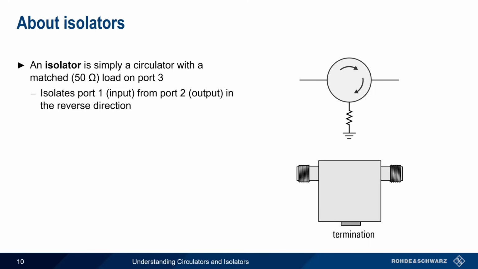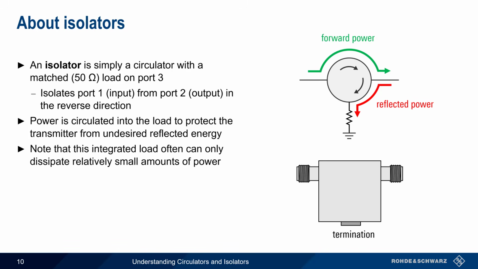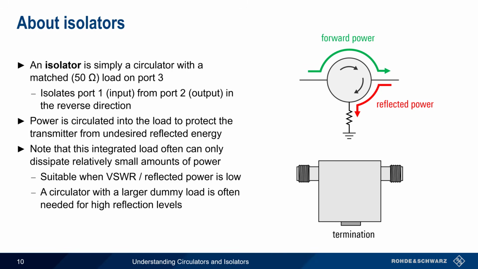As we showed earlier, this arrangement routes reflected power into the load on the third port and thus protects the transmitter. Note, however, that this small integrated load usually can only dissipate relatively small amounts of power, and thus isolators are only suitable for cases in which VSWR or the level of reflected power are relatively low. If higher power must potentially be handled, then a circulator with a larger dummy load on port 3 should be used.